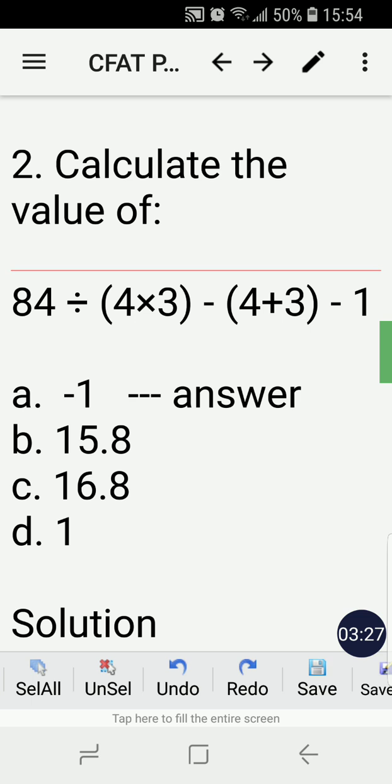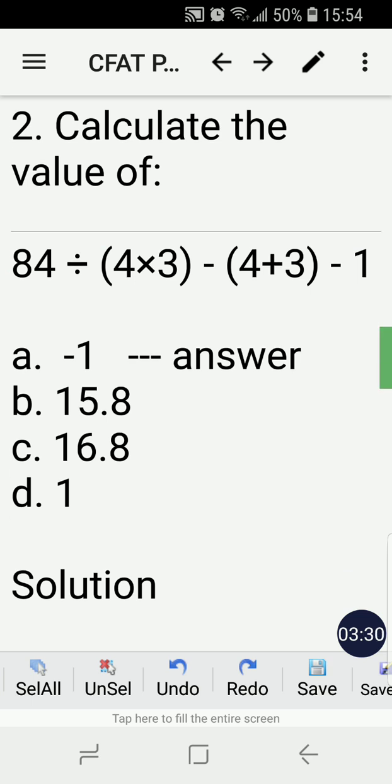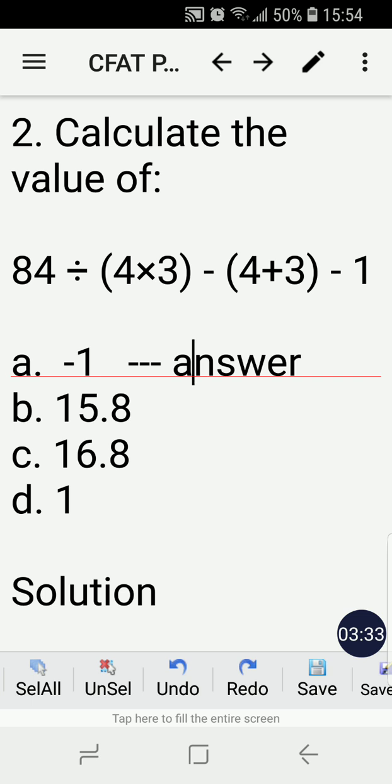Okay, number 2, calculate the value of 84 divided by quantity of 4 times 3 minus quantity of 4 plus 3 minus 1. So notice carefully that 4 times 3 and 4 plus 3 are almost similar, except the one is multiplication and the one is addition. Here are your choices below, and the correct answer is minus 1.